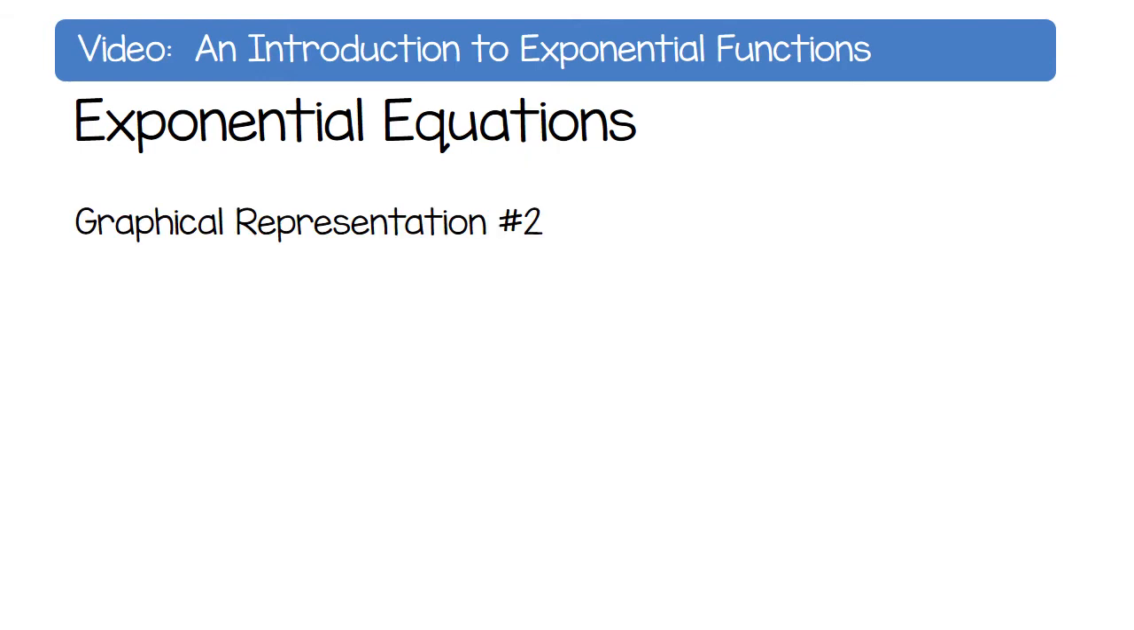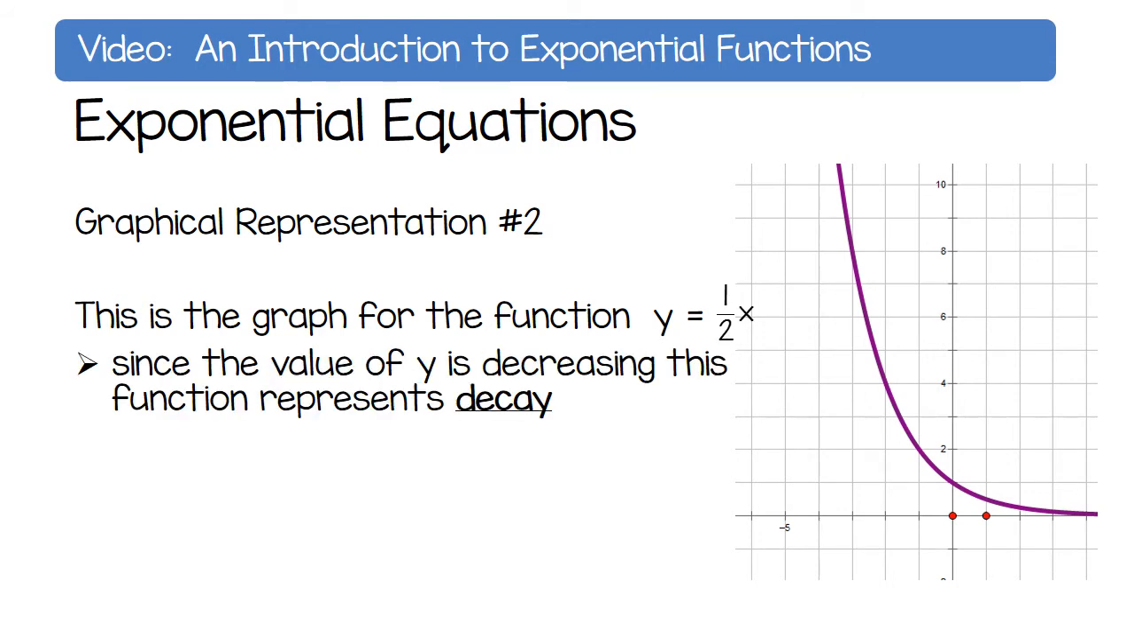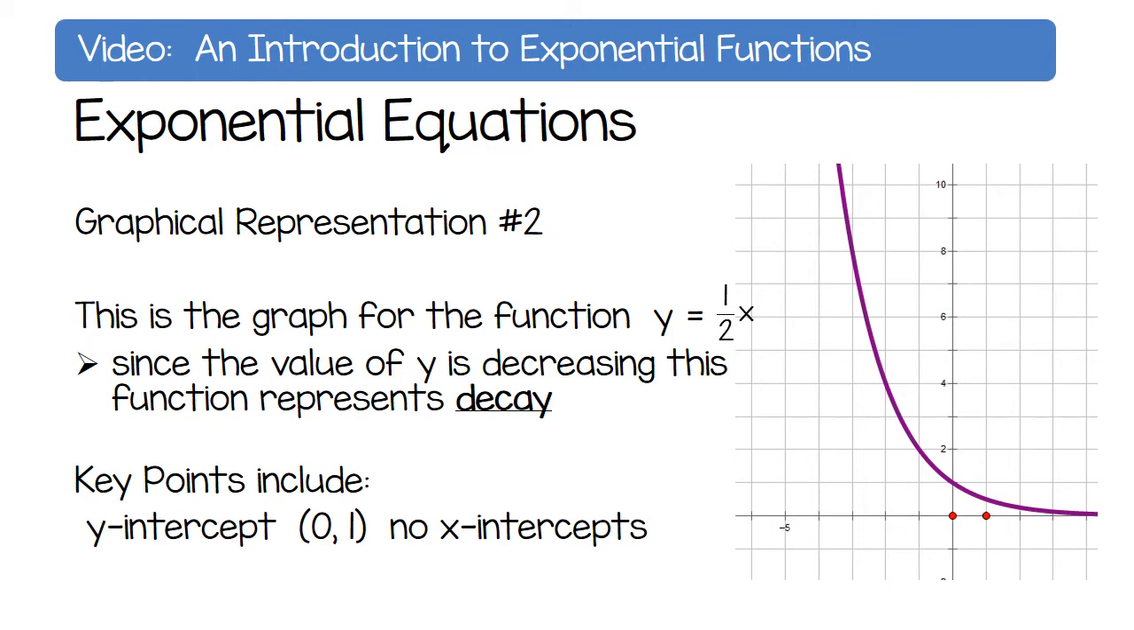Graphical representation number 2. This is the graph for the function y = (1/2)^x. Since the value of y is decreasing as you move from left to right, this function represents a decay. The key points include the y-intercept at (0, 1). There are no x-intercepts. Point 1, (-3, 8). Point 2, (-2, 4). Point 3, (-1, 2). So we can see as x moves from left to right, the value of y is decreasing, which makes it a decay.